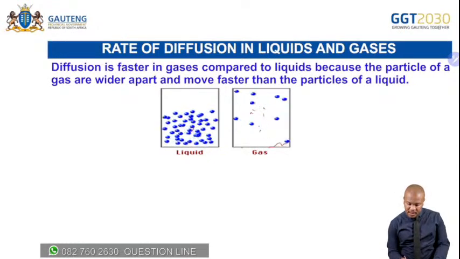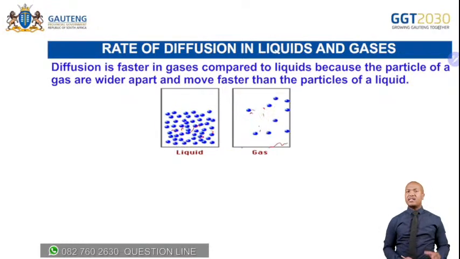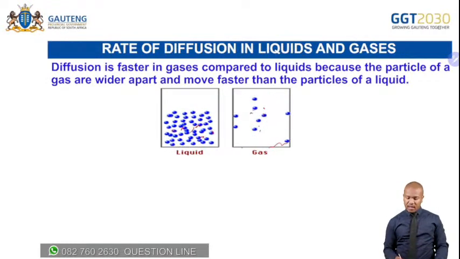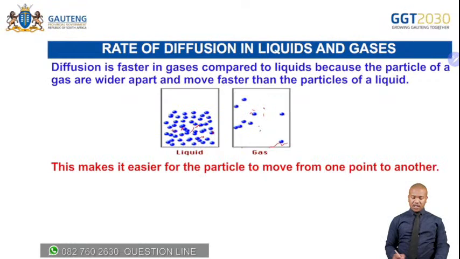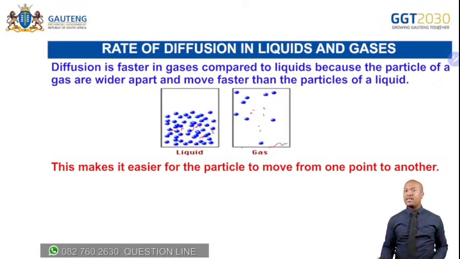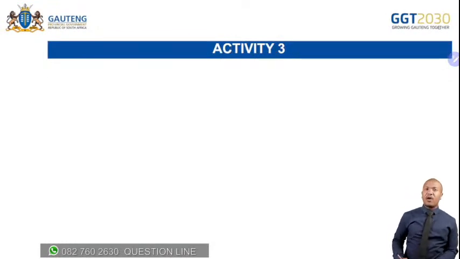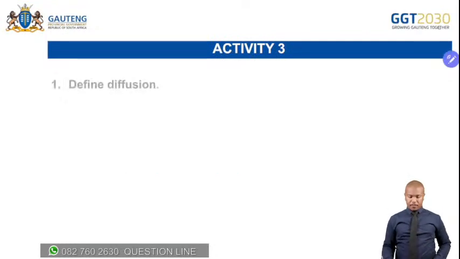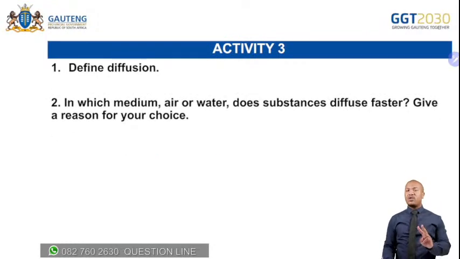Looking at the liquids, there is small space around the particles of a liquid. Hence, the movement is slower than that of gases. So this makes it easier for the particles of a gas to move from one point to another because of the space in between the particles. Now, the last activity, activity 3. I'm going to give you only 2 minutes to complete it. You need to define diffusion, and number 2, you tell us in which medium, air or water, does the substance diffuse faster. Then you give a reason for your choice. Let's meet again in 2 minutes.